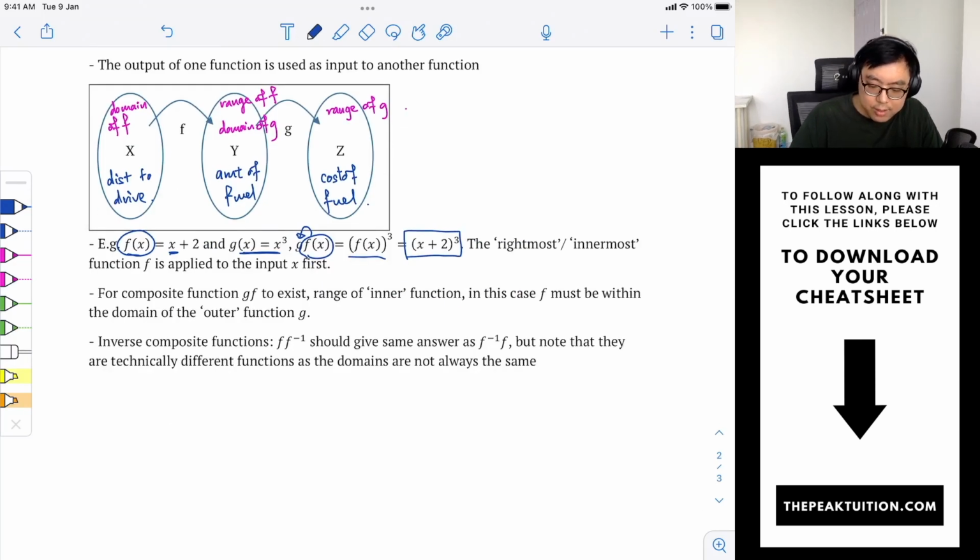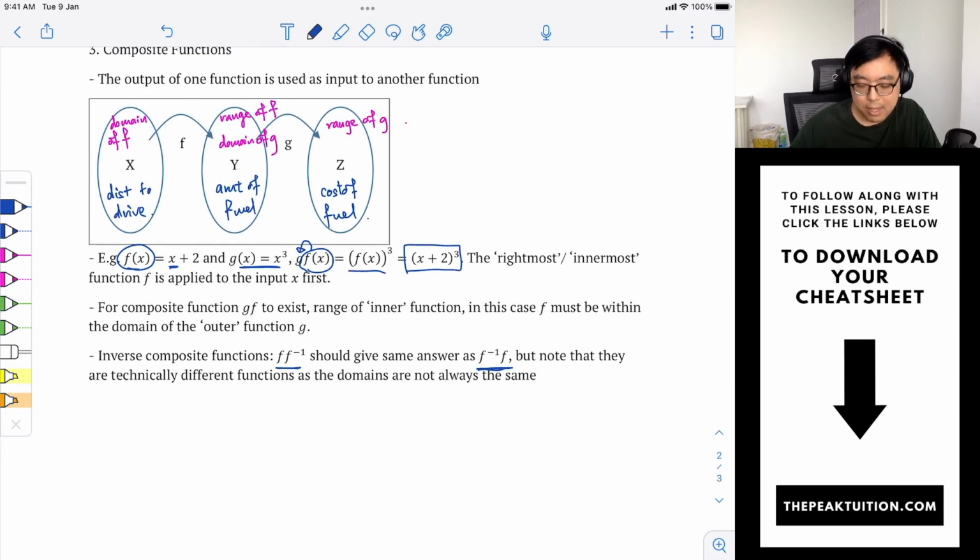So last point to note is the inverse composite function should actually give the same answers as each other, because there are two ways you can inverse it. You can first apply the inverse and then apply the function, or you can apply the function first, then apply the inverse. Both of them should give you back the original input that you put. But note that they are technically different functions because their domains are not the same. This nuance is not super common to be tested, but this is just something to keep in the back of your mind as you do your questions, if there is an f inverse.